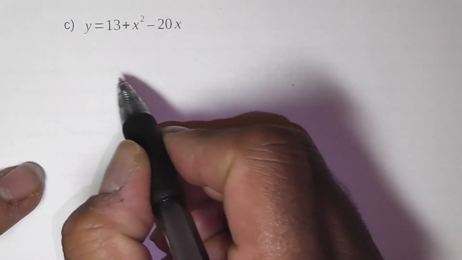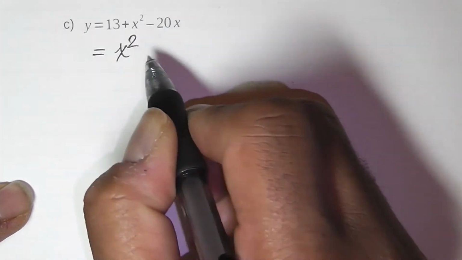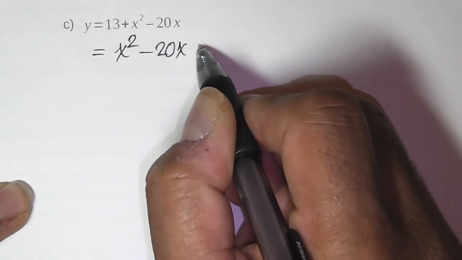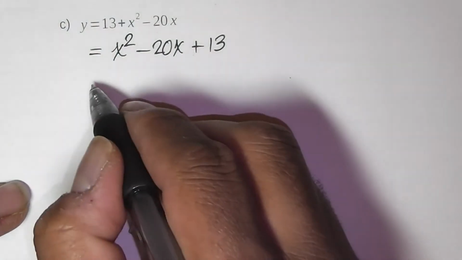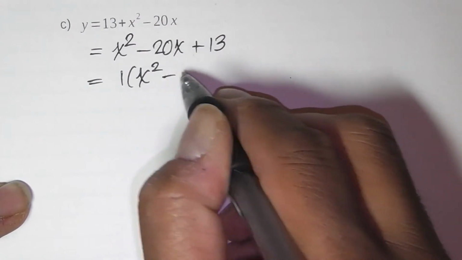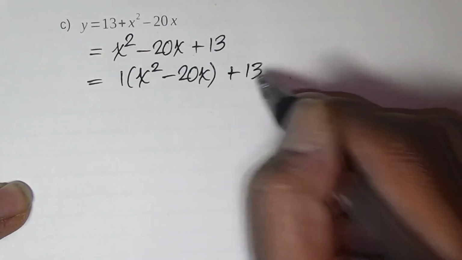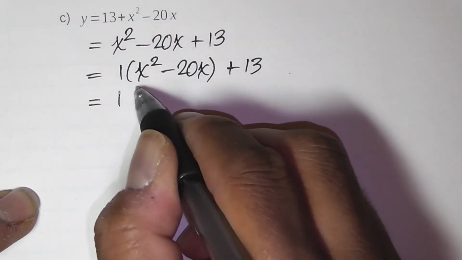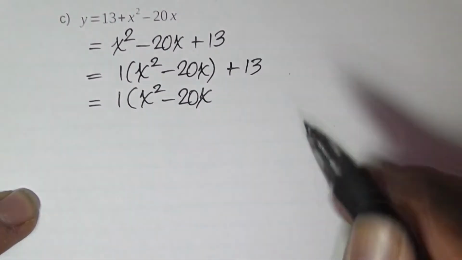Before you begin to do anything, make sure it's in order. So I've got x squared, negative 20x, positive 13. I'm going to start by factoring out my coefficient of x squared. So this is 1 brackets x squared minus 20x.